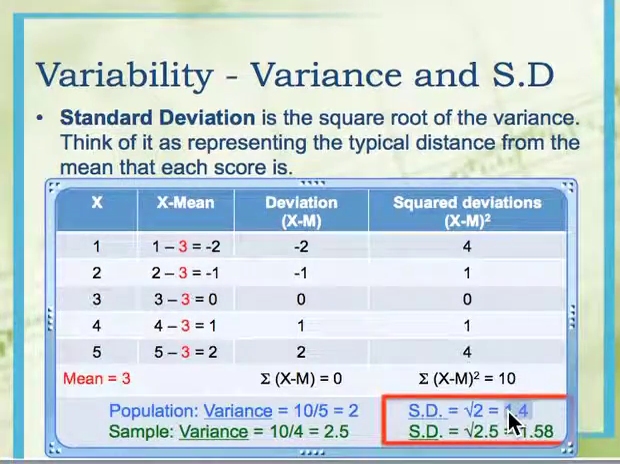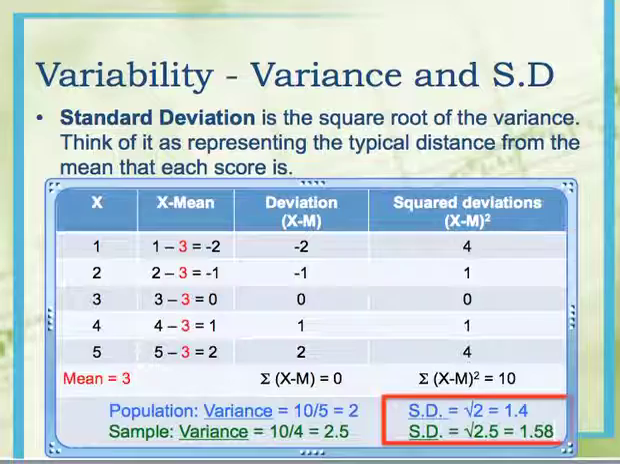What this means is if I drew somebody at random from this population, on the average, they'd be about 1.4 points away from the mean. In other words, that gives me a way to say what's my typical standard difference, or standard deviation, from the mean. You can think of standard as typical, deviation as difference. When I pull somebody out, how far away from the mean are they likely to be? If it's a population, in this case, it's 1.4 points. If it were a sample, it would be 1.58 points.